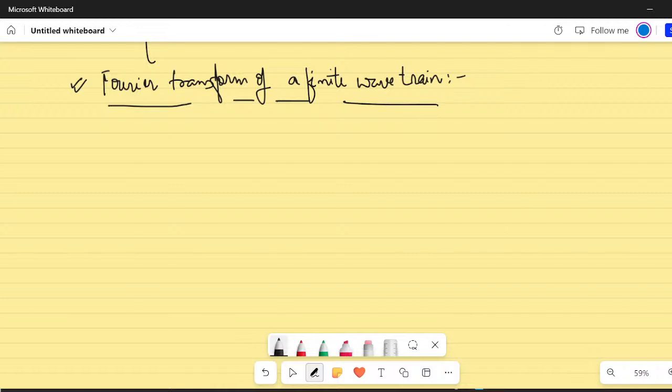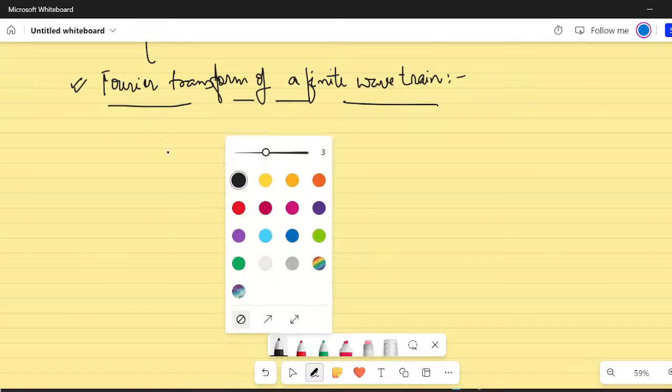Sorry for the interruption. So let us discuss the Fourier transform of the finite wave train. Okay, so I write the functional form here.